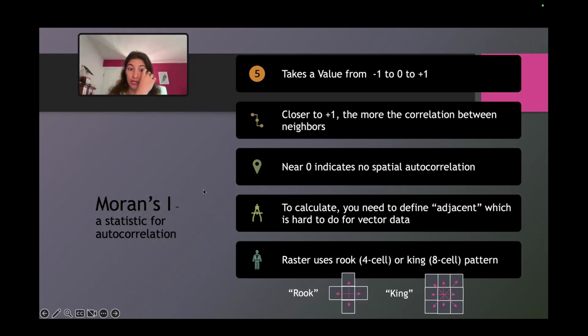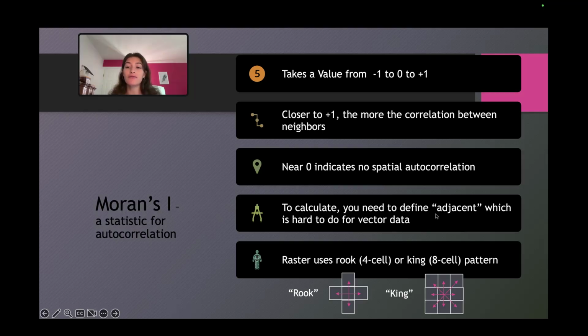Another spatial predictor is Moran's I, and this is used pretty heavily, I won't say in introductory GIS, but it is a tool that's used pretty heavily as it's pretty straightforward to utilize. This statistic is for autocorrelation. It'll take a value from -1 to 0 and from 0 to +1. The closer it is to +1, the more correlation there is between neighbors. The closer it is to 0, this is indicating no spatial autocorrelation.